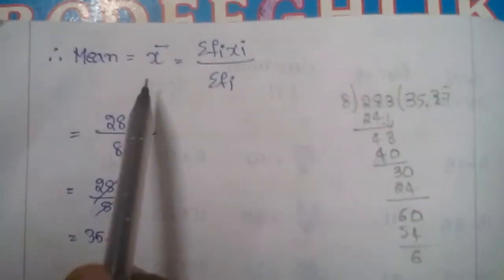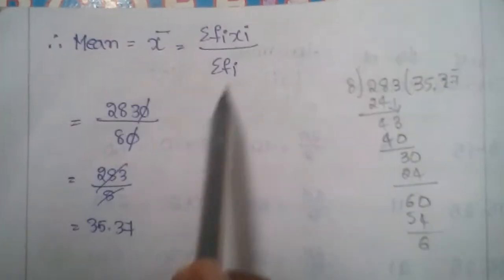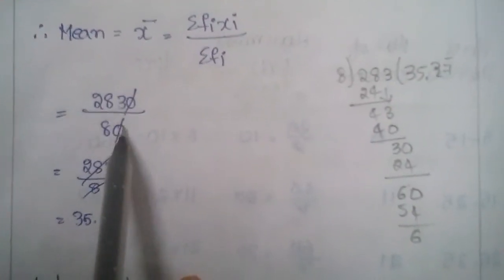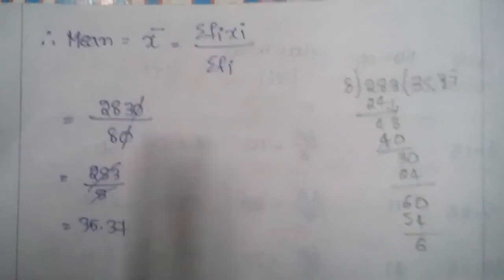So mean is equal to x bar is equal to sigma f of i x of i by sigma f of i. So 2830 by 80. The 0s get cancelled. So 283 divided by 8. So 35.37. So 35.37.